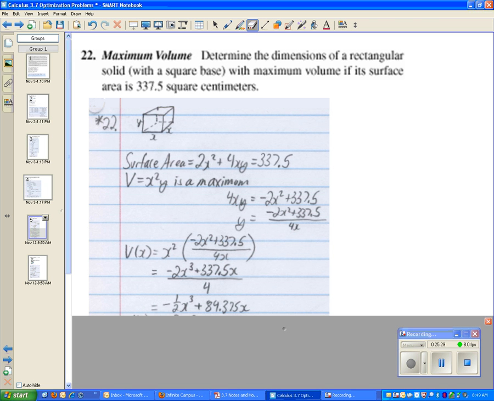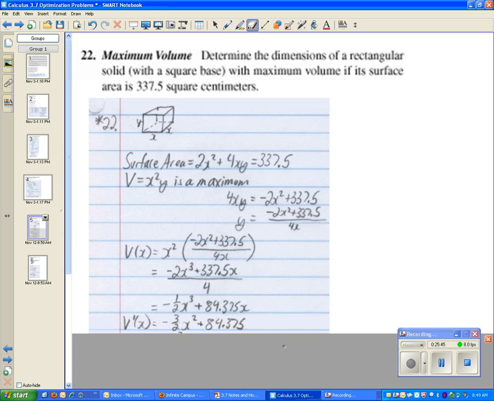All right, so we can take the derivative of that easily, as a matter of fact. What's the derivative of negative 1/2 x cubed? Negative 3/2 x squared. And what's the derivative of 84.375x? 84.375. All right, so that's our first derivative.